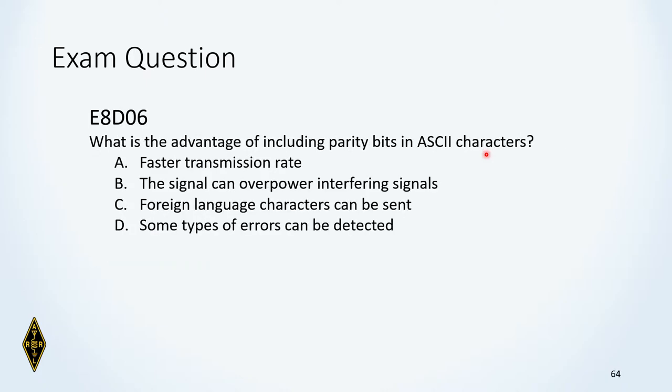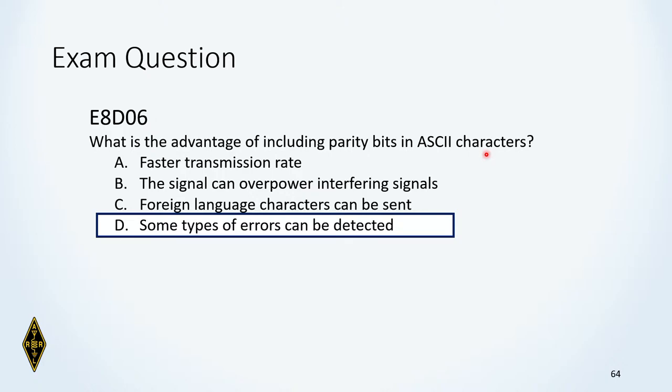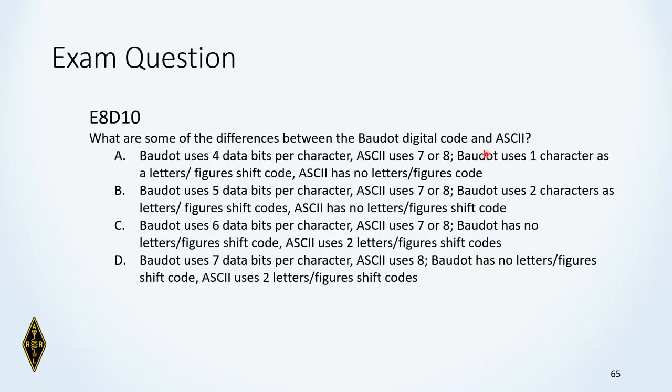What is the advantage of including parity bits with ASCII? Delta. Yes, some types of errors can be detected, but not corrected, by counting the number of bits that are high or low, even or odd.